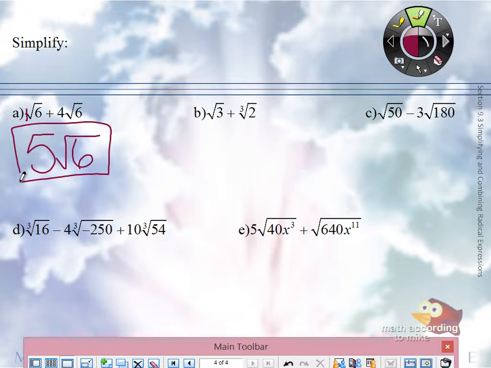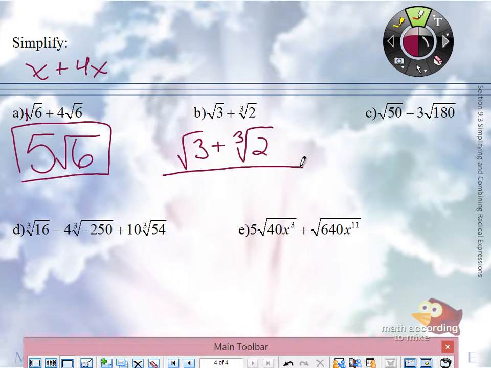So this is no different than if you had x plus 4x. You're combining the coefficients. B, what's the square root of 3 plus the cube root of 2? Yeah, they have different indices. You can't do anything with it. Does not simplify any further.